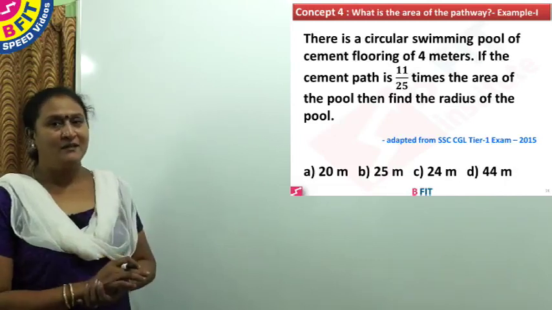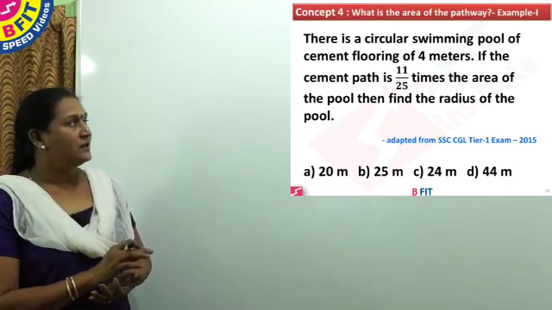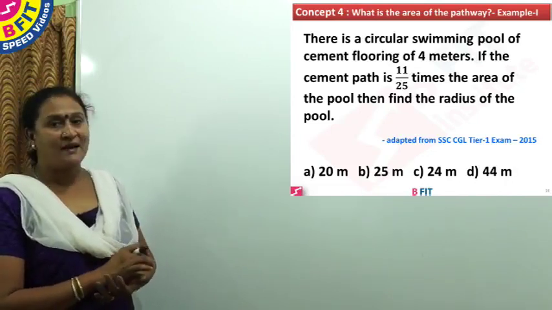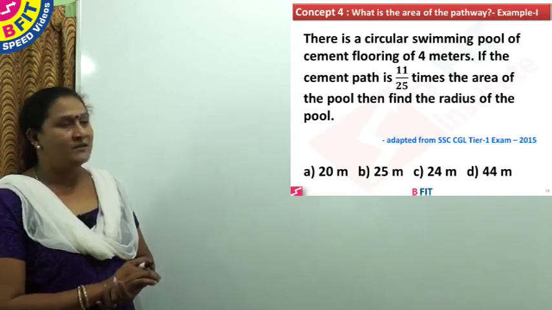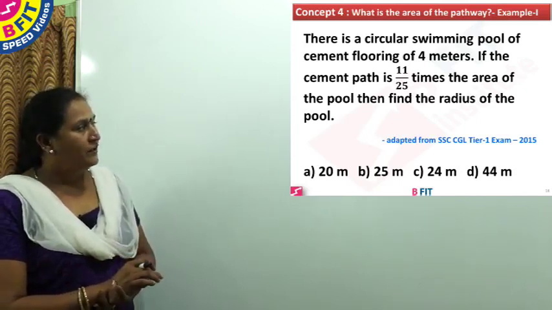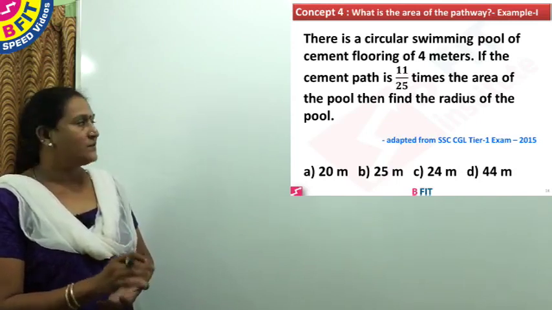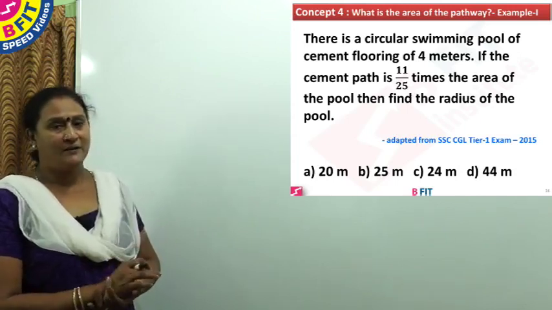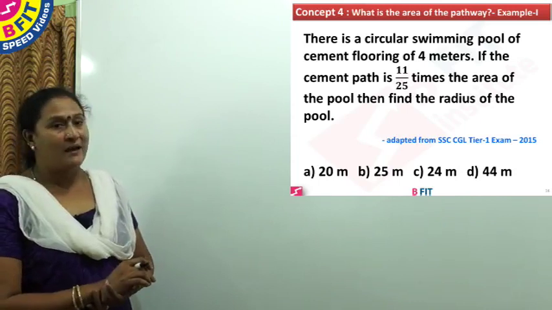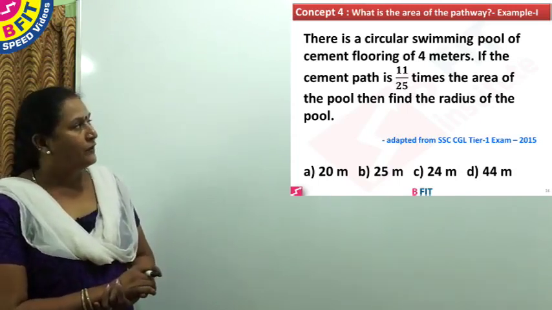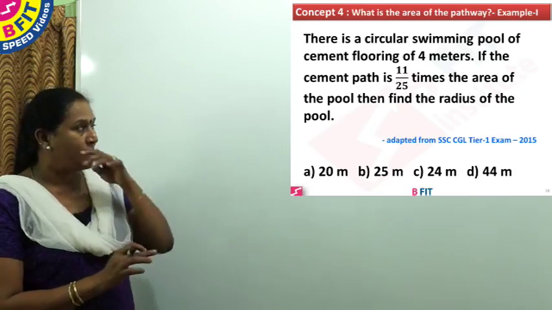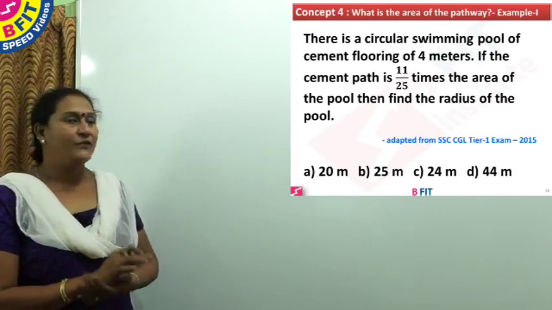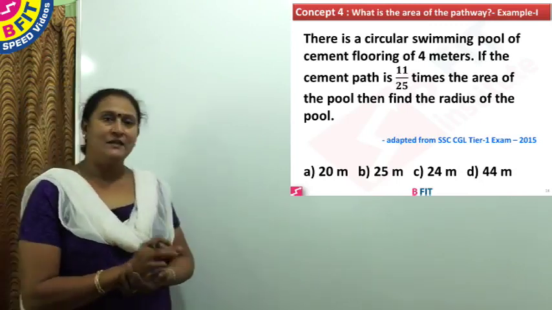So we'll see the example. The question is, there is a circular swimming pool with a cement flooring of 4 meters. If the area of the cement path is 11 by 25 times the area of the swimming pool, then find the radius of the pool. This question was adapted from SSC CGL Tier 1 2015. Here there is a cement path outside the swimming pool of width 4 meters. The area of the pathway and the pool detail is given. We are asked to find the radius of the pool. So we'll see the working.